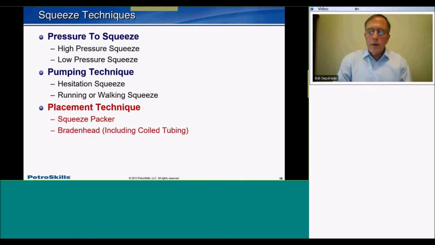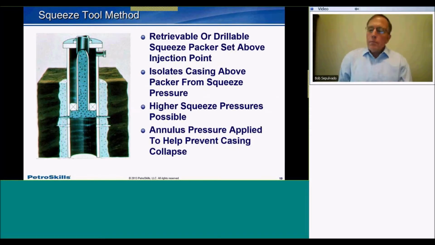All right. From a placement technique standpoint, squeeze packer, or are we not going to use a squeeze packer? Using a squeeze packer applies some benefits to us in that we're able to isolate the casing, especially the uncemented part of the casing, from any working pressure into the perforated interval. So any pressure applied into these perforations is not being applied to the annular area.